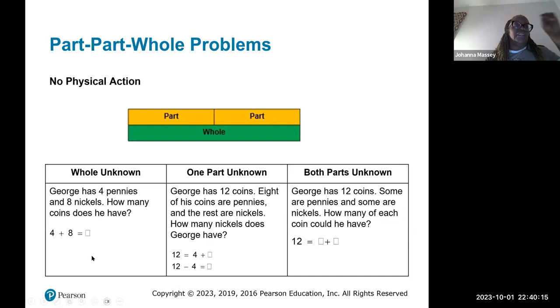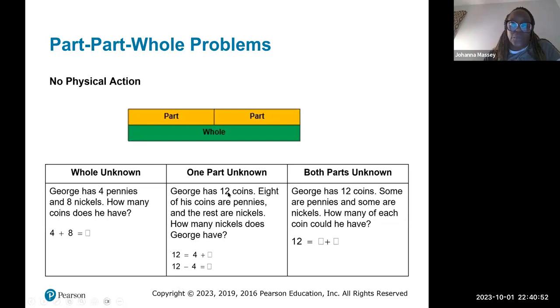It's just like you're saying, George has 4 sugar cookies and 2 chocolate chip cookies. How many cookies does he have altogether? Right? How many cookies does he have? It's just like that. You have 2 parts of a particular thing, and you got the whole thing. One part unknown. George has 12 coins. 8 of his coins are pennies, and the rest are nickels. How many nickels does George have?